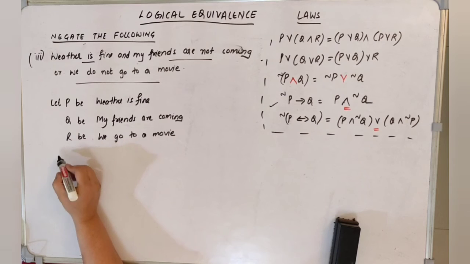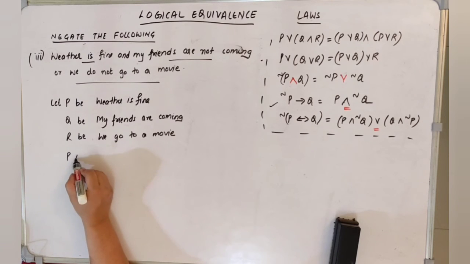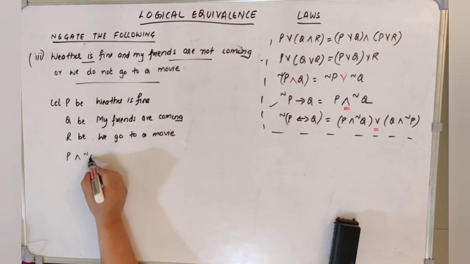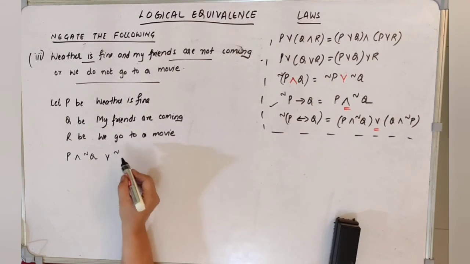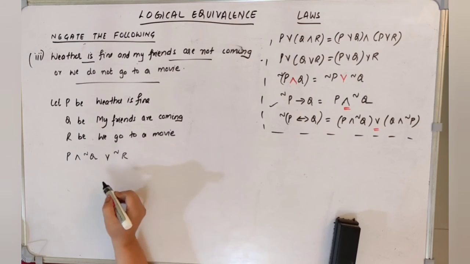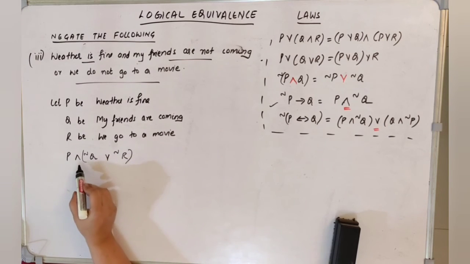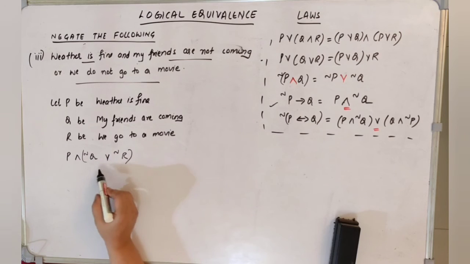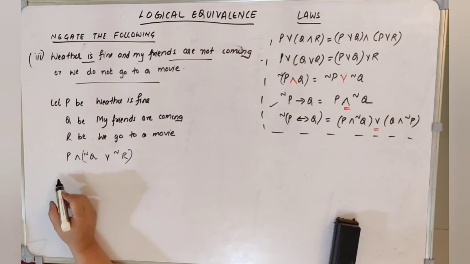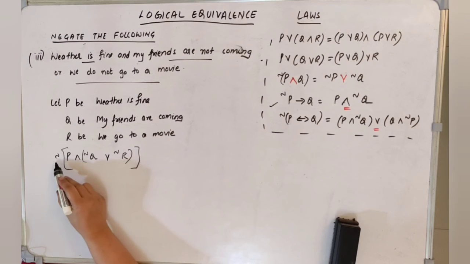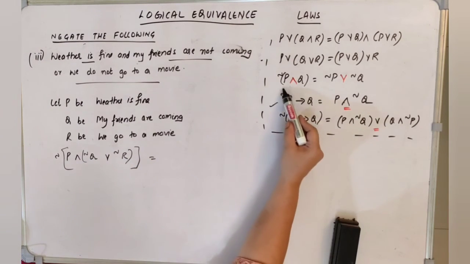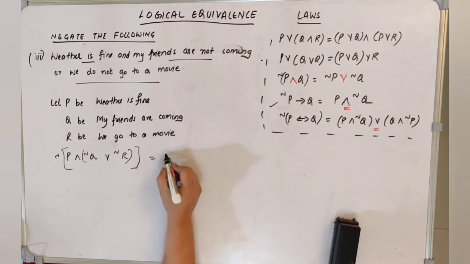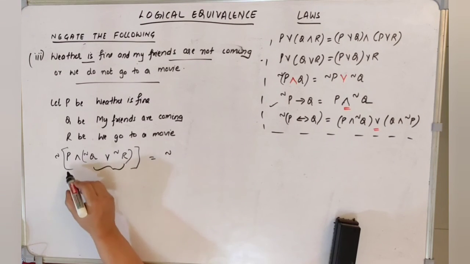So let's symbolize this. We'll get P and friends are not coming. So not of Q, negation of Q, or not of R. Let's put this in brackets because this is a compound proposition with two simple propositions, right? So now we'll have to negate this entire thing. So we'll have to use a negation rule here, which states that negation of this one we'll have to use. So we'll have to split it. So let's assume this is one unit, that is, assume that this is Q and P and Q.